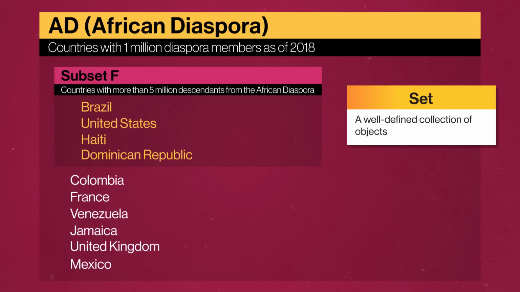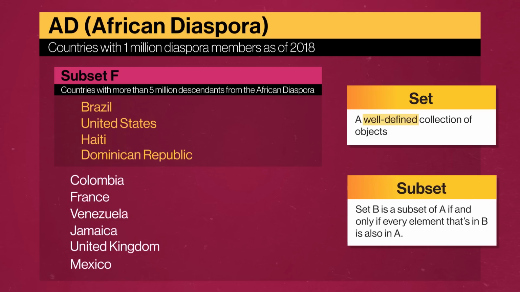This new collection of countries is definitely a set because we have a well-defined rule about what gets included. Either a country has more than 5 million people descended from the African diaspora, or they don't. And each of these countries is in our original set AD, and no new countries are added. So we have a subset.